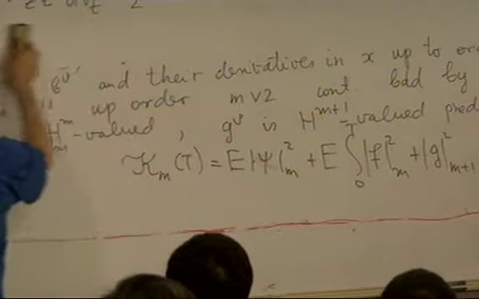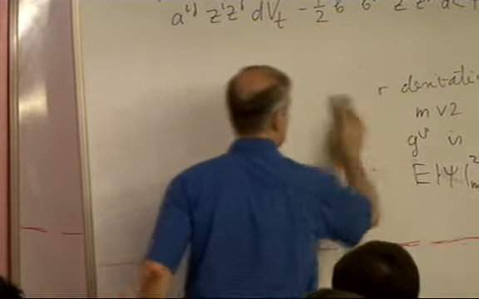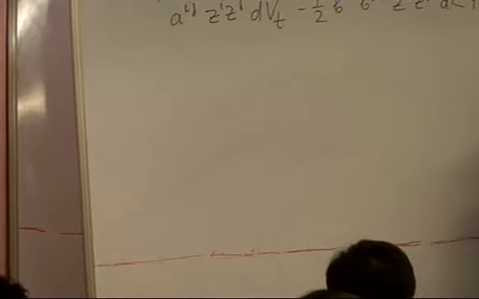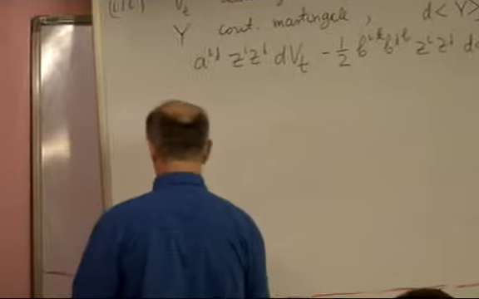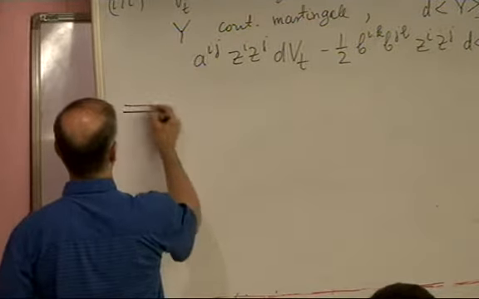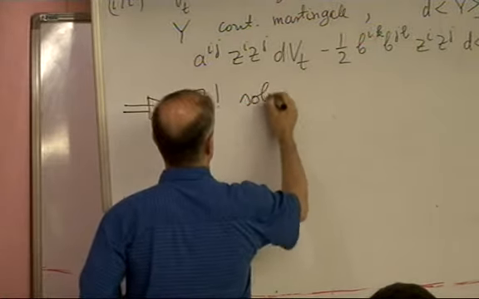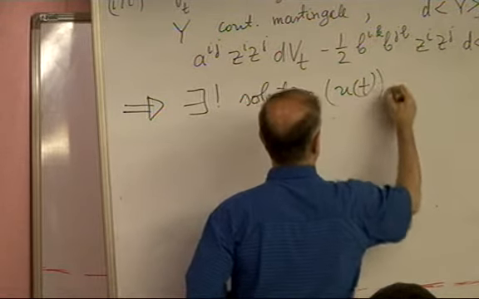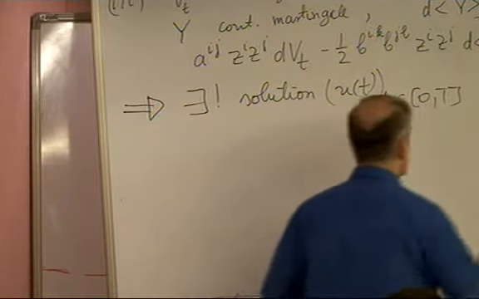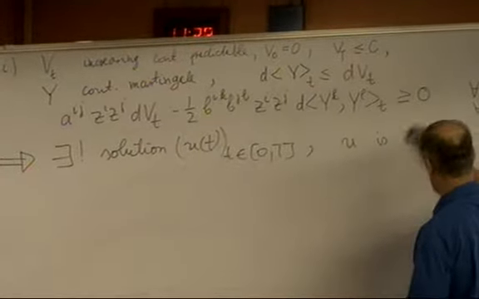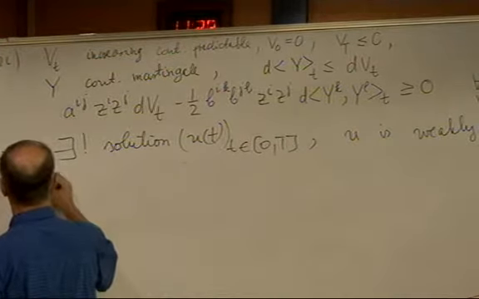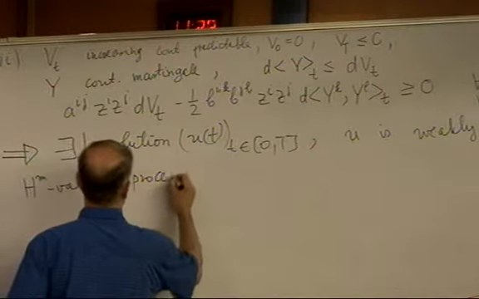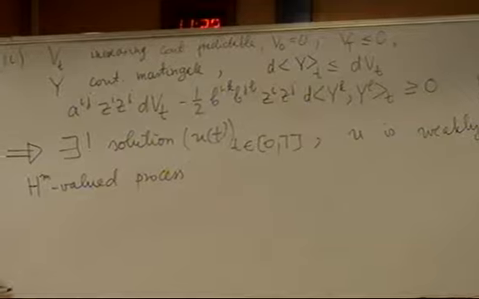All right, if we have these assumptions, then there exists a unique solution. Moreover, u is a weakly continuous H^m valued process. It is strongly continuous with values in H^{m-1}.